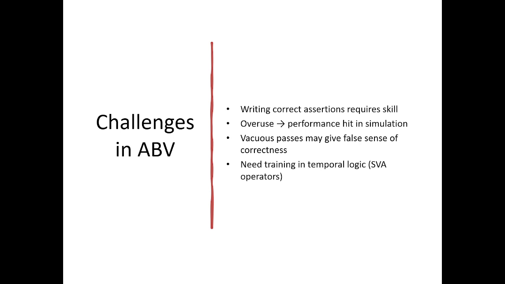There are some challenges in ABV as well. Of course, the main challenge is that writing assertions requires skill in temporal logic. Too many assertions can sometimes slow down simulation, because the simulator has to check more assertions in addition to the design being simulated. Vacuous passes can give a false sense of security as well. And engineers need training to fully use SVA effectively.